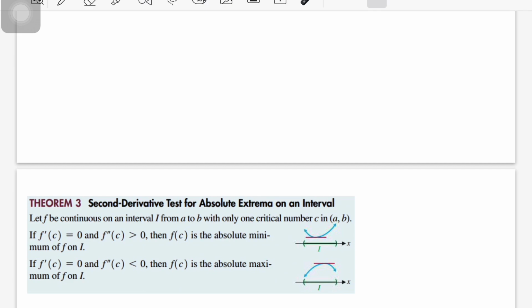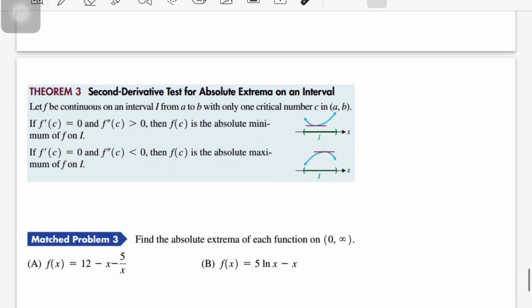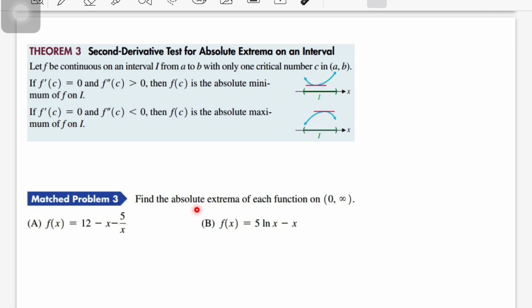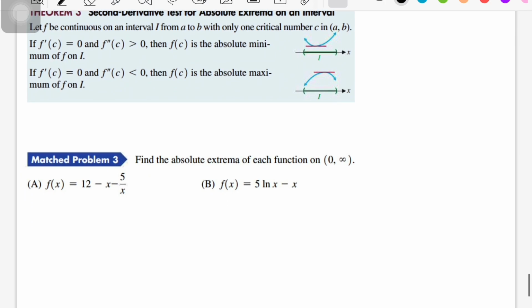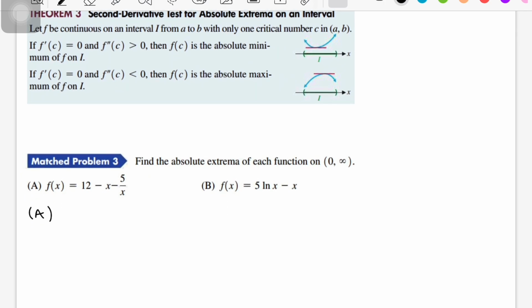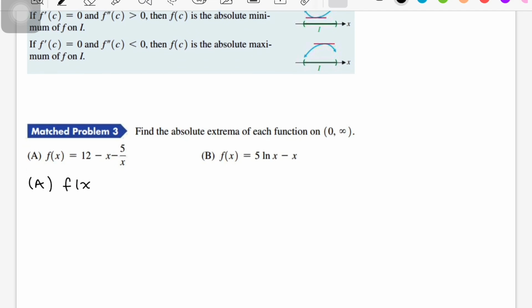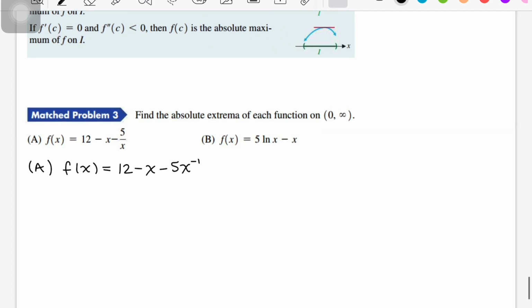This also means we have to be careful that the critical number can't be an endpoint, right? Because we're looking at this interval here, which is not a closed interval. So we'll look at an example here. We want to find the absolute extremum of these functions here on this interval. Okay. So we're going to use this theorem here. First thing we're going to do is find the derivative of this function. And then something to note here is that we can rewrite our function as this here. So that'll just help us to find the derivative easier.